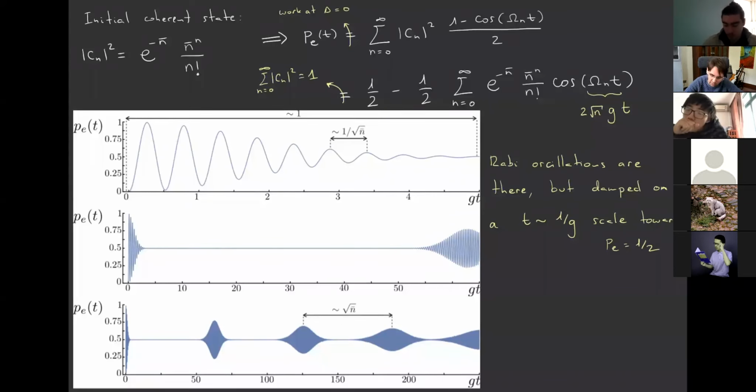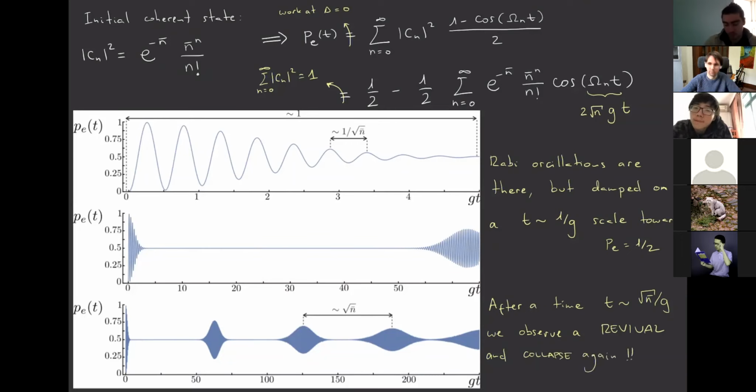On the other hand, after a time that scales as the square root of the photon number divided by g, we observe a revival. So what we will call revival. And then we observe a collapse again. Okay?